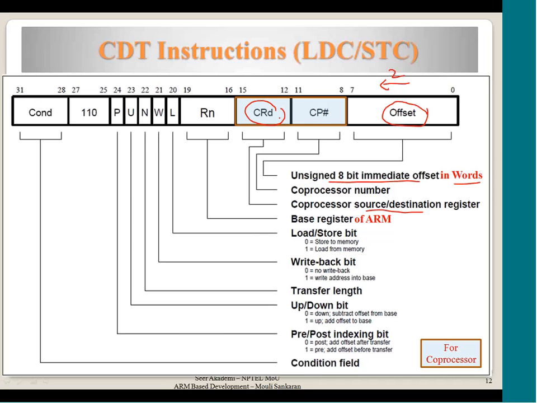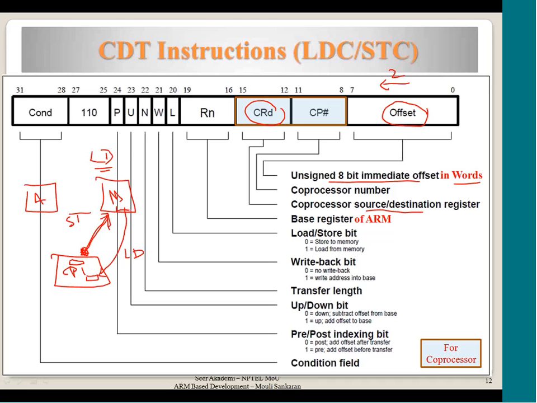Why do we need to mention a coprocessor register? As I told you, ARM is there, memory is there, and the coprocessor is there. Now there is a transaction, either transfer, let us take a simple thing, a load instruction. Suppose the load means some value in memory has to be copied into one register in the coprocessor. This is load. Now suppose it is a store: some register in the coprocessor has to be written into memory, at some particular address.